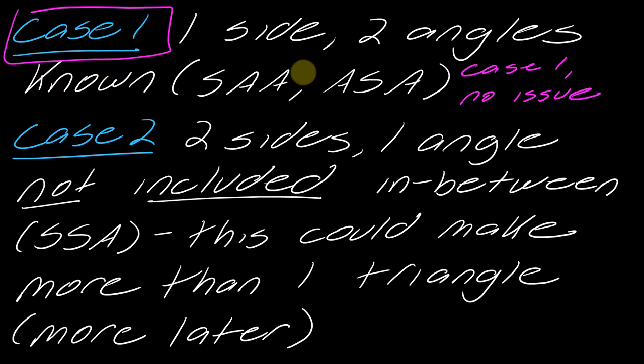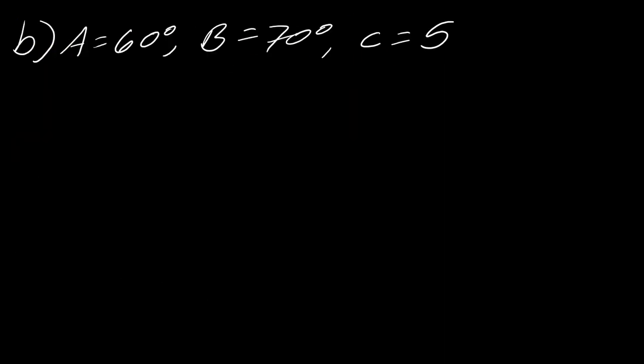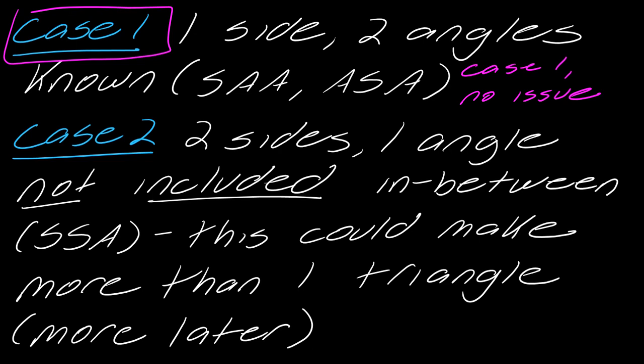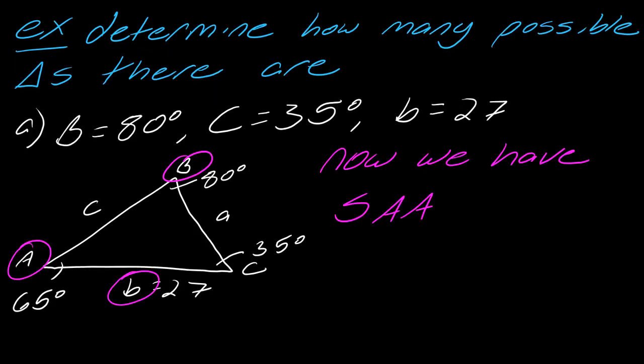When we have case 1, we don't have any issues. I know that this is going to be just one triangle. So I don't have to worry about whether it is ambiguous or not ambiguous. We don't have to worry about it.